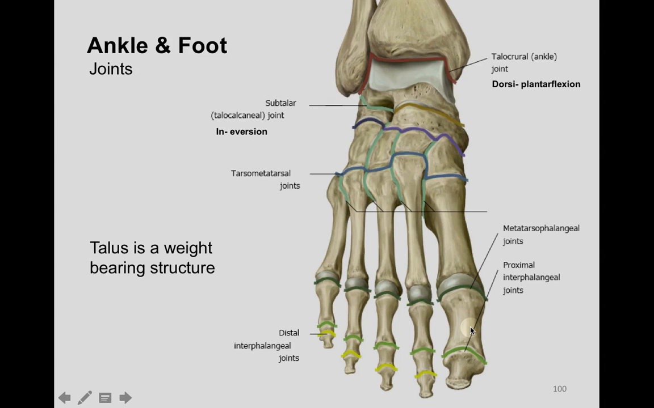In the first digit, the great toe, there is only a single interphalangeal joint, whereas toes 2, 3, 4, and 5 have a distal interphalangeal and proximal interphalangeal joint. And going back to our talocrural joint, this joint includes the talus, which is the tarsal that bears the weight of the rest of the body. So we can think of the talus as being a weight-bearing structure.